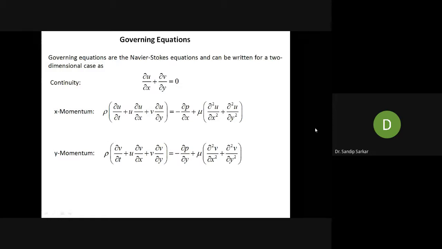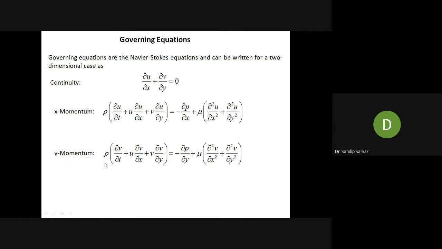Similarly, the x momentum equation is rho times del u by del t plus u del u by del x plus v del u by del y. This is the transient term, and this is the convection term, equal to minus del p by del x, the x direction pressure gradient term, plus viscosity mu times the diffusion term, del 2u by del x2 plus del 2u by del y2. So: transient term, convection term, pressure gradient term, plus viscosity times the diffusion term. This is the x momentum equation.